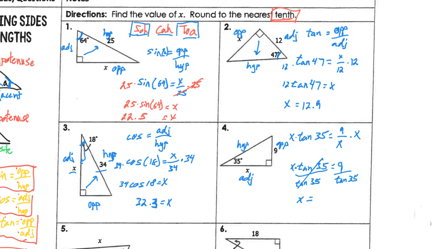So this looks like 12.85, so it's going to be 12.9. And there we go. So if x is in the bottom, that's what you do. You just multiply by it and then divide by the tangent or the cosine. Okay, I'll do another video that shows you how to find the angle measures.